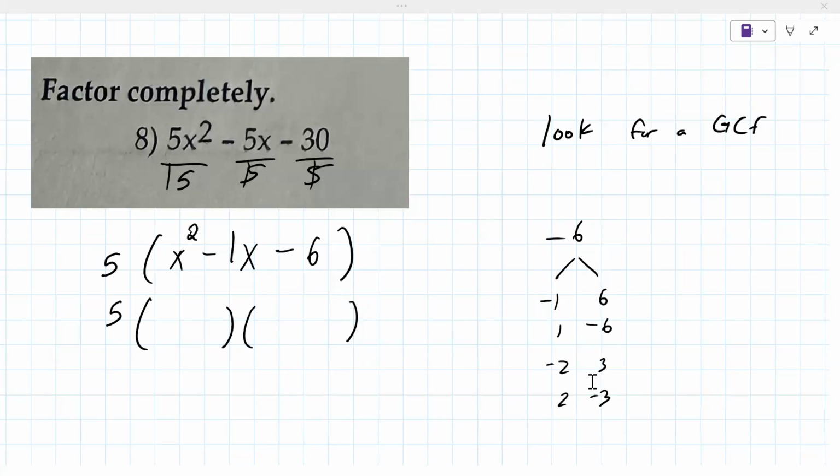You're just looking for the one that adds to -1. Do any of these add to -1? It would be -3 plus 2. That's right. So it becomes x plus 2, x minus 3, like that.